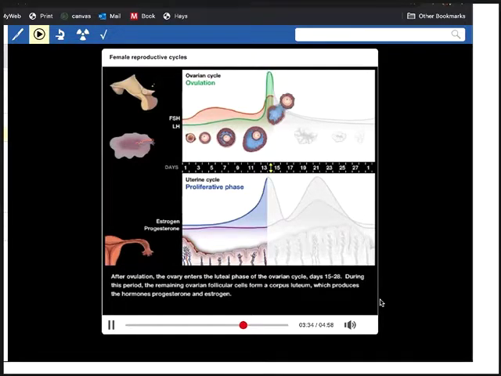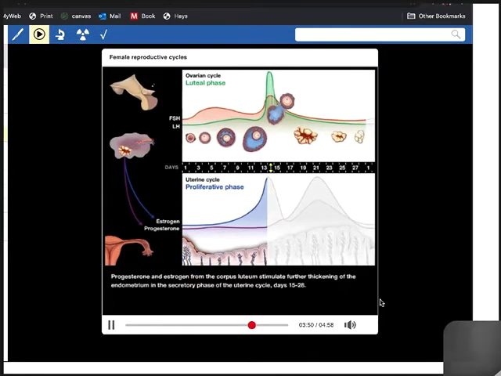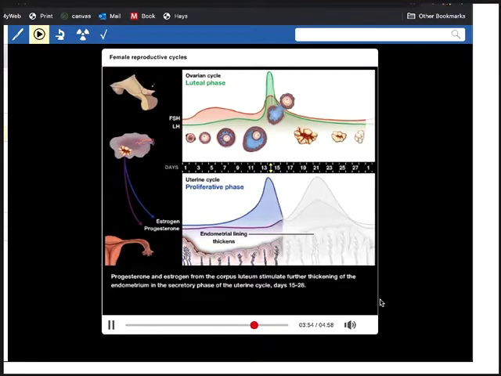After ovulation, the ovary enters the luteal phase of the ovarian cycle, days 15 to 28. During this period, the remaining ovarian follicular cells form a corpus luteum, which produces the hormones progesterone and estrogen. Progesterone and estrogen from the corpus luteum stimulate further thickening of the endometrium in the secretory phase of the uterine cycle, days 15 to 28.